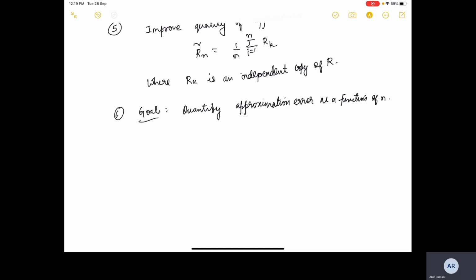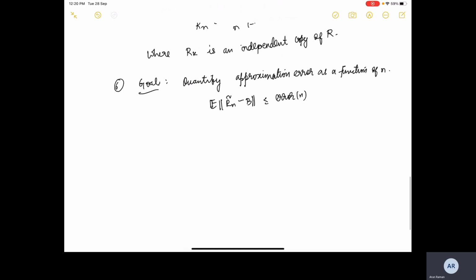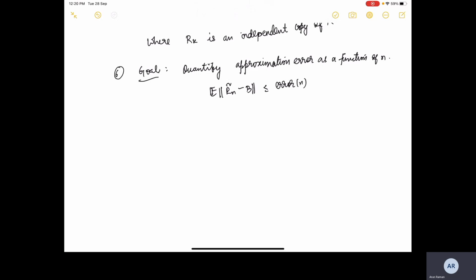If you look at the Johnson-Lindenstrauss lemma, there we said that if k is greater than some value, then we will get a particular guarantee. We want to have such a guarantee here as well. So this is what we want: error as a function of n. And this is our objective today.